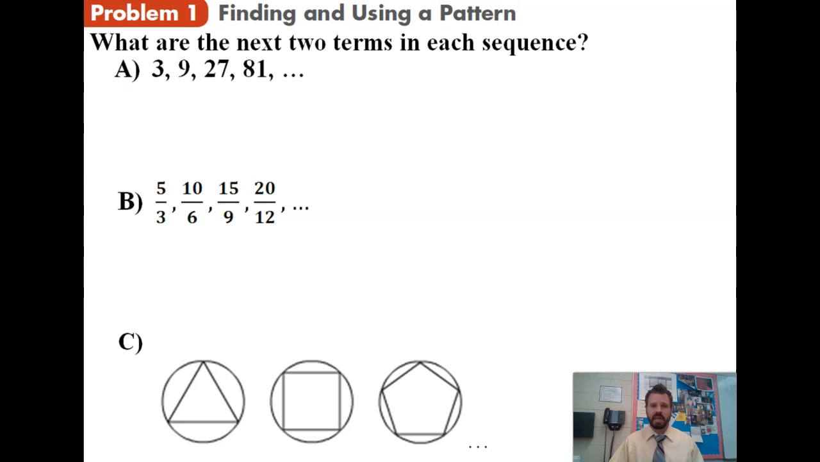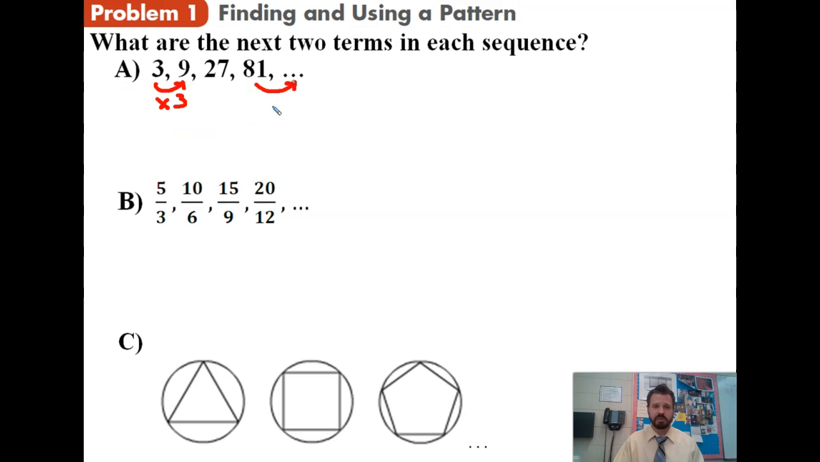So let's take a look at a few different patterns here. Problem 1 says, what are the next two terms in each sequence? Okay, a sequence is just a list or a pattern. And then what we can do is figure out what that pattern is and use it to make some predictions. The first pattern we have: 3, 9, 27, 81. Basically here what's happening every time is we're multiplying by 3 to get from one number to the next. 3 times 3 is 9, 9 times 3 is 27, 27 times 3 is 81.